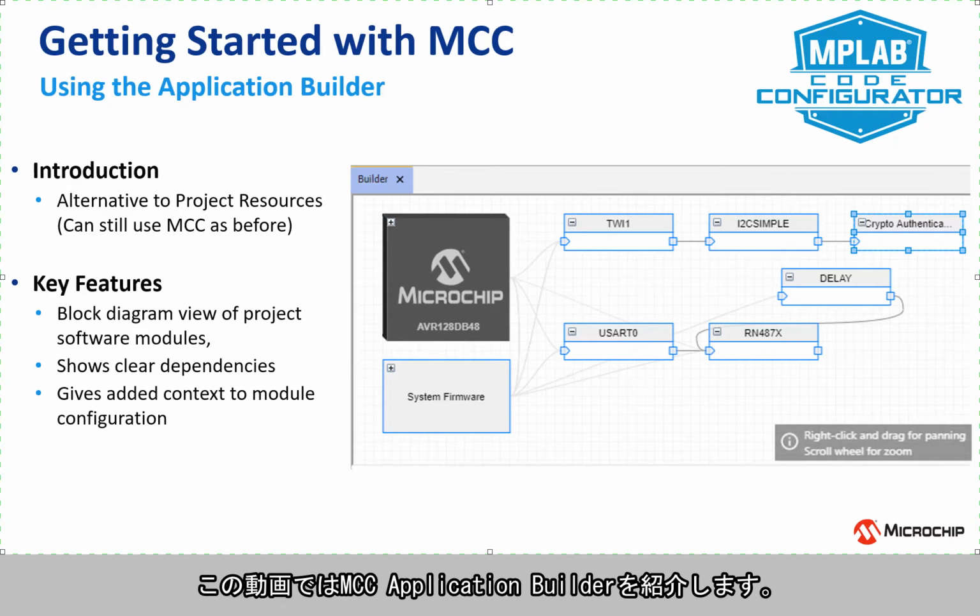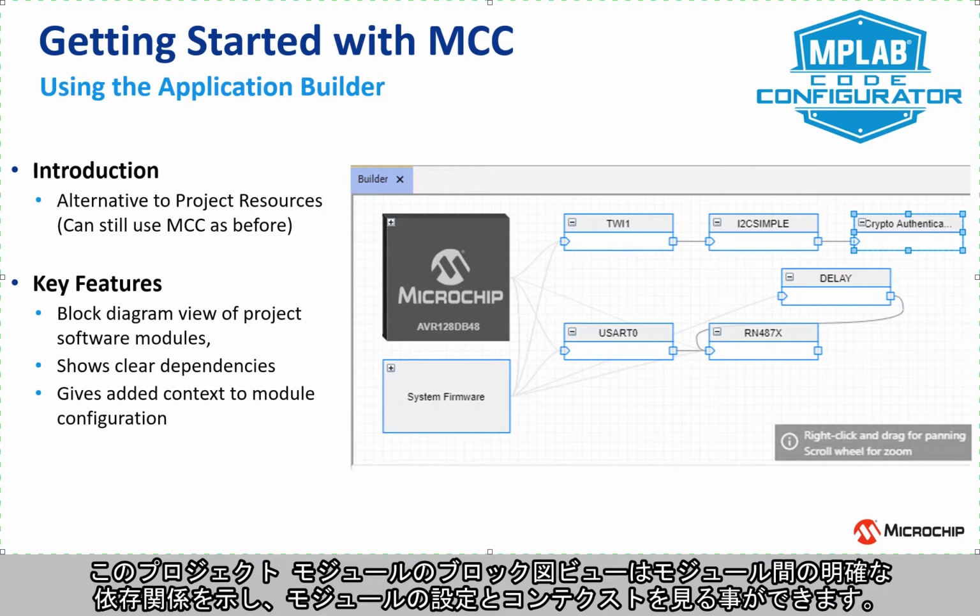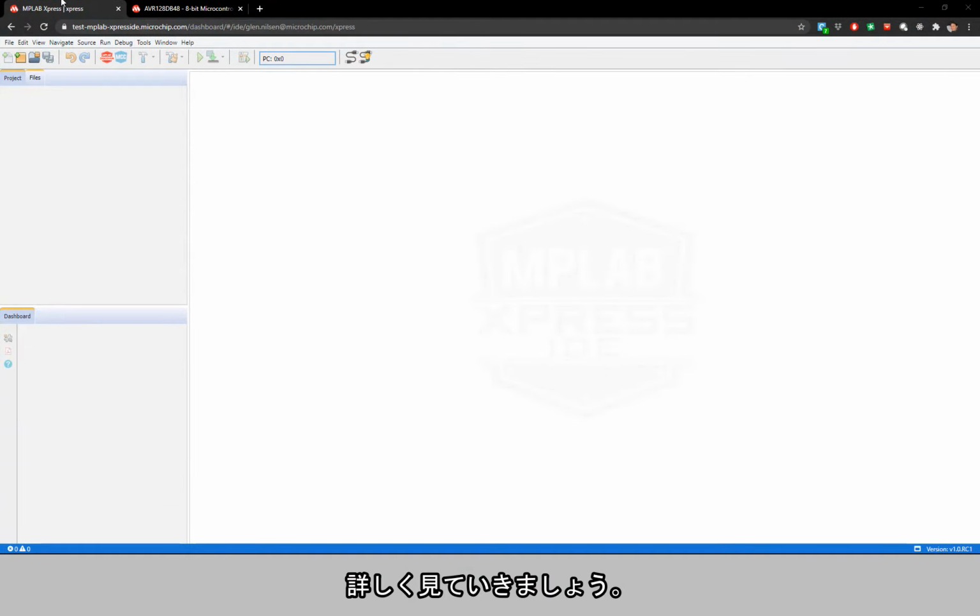In this short video, we're going to introduce the new MCC Application Builder. So this is a graphical view of project resources, allowing you to use MCC as before, as well as viewing the relationship between your peripherals, drivers, and libraries. This block diagram view of your project modules shows the clear dependencies between them, giving added context to an individual module's configuration. Let's dive in.